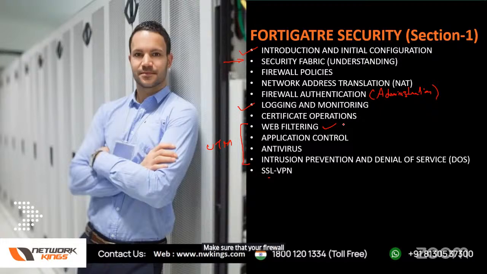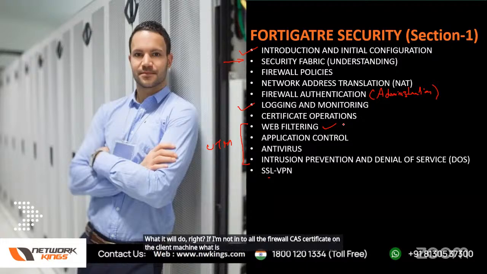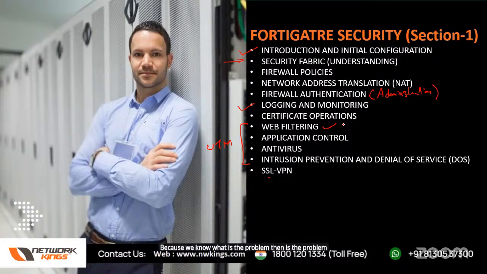CA certificate must be installed on the client machine. Okay, fine. But why the CA certificate? What will it do? If I have not installed the firewall CA certificate on the client machine, what is going wrong? Got it? So if we know those answers now, it is easy for us to grasp the concept and not forget it in the future, because we know what the problem is, then the solution. Got it? So everything is going to be covered like that.